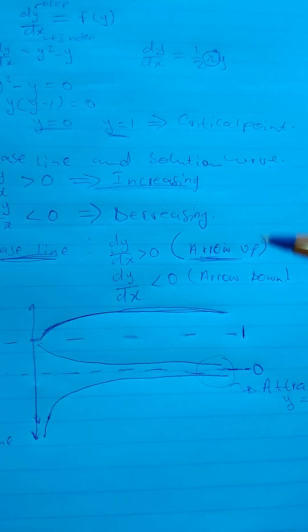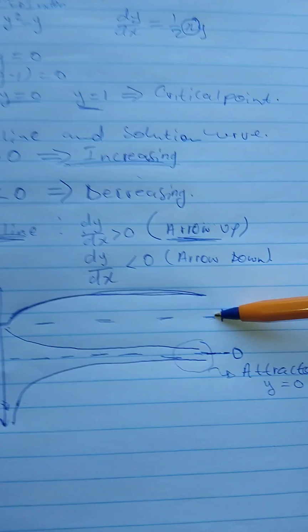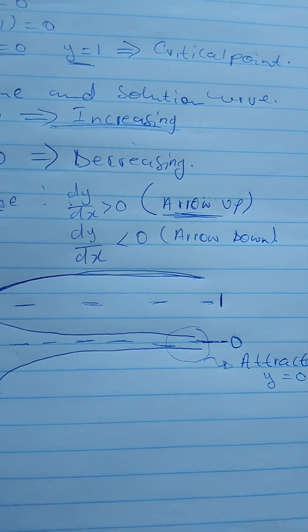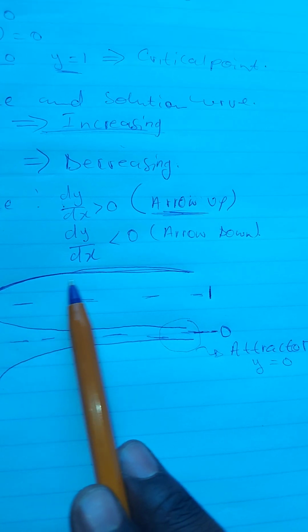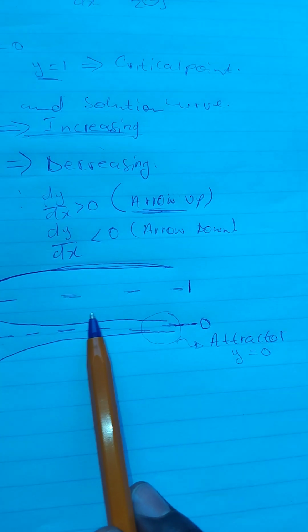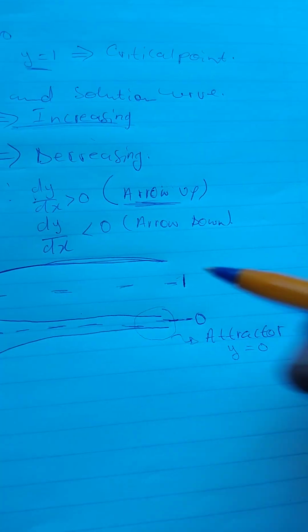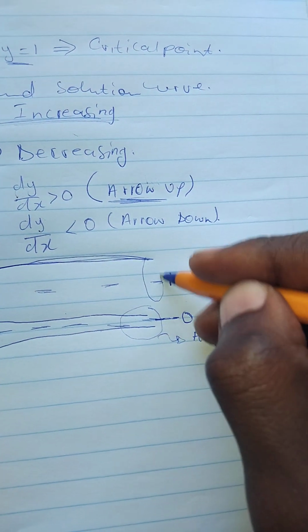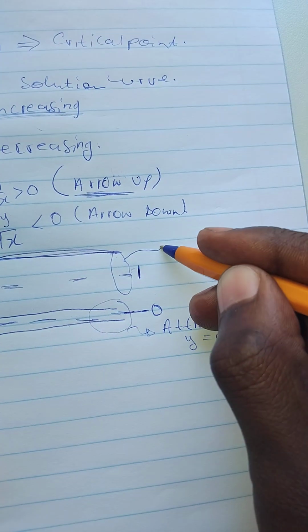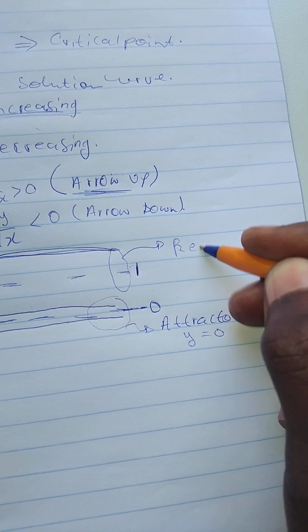Okay. However, if we look at the other critical point 1, what is going on there is that we see the other solution curve is going away like that, and also this one is going away like that. They are not coming closer to 1, isn't it? So for this critical point right there, we're having what we call a repeller.